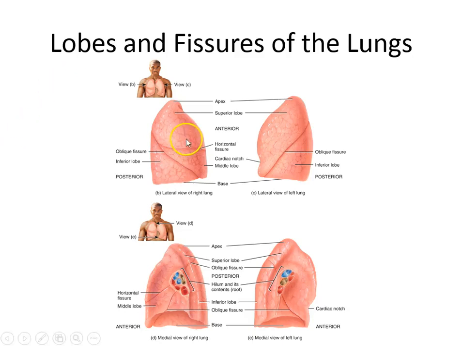As already discussed, we've got different fissures separating the lobes, more horizontal and oblique. Right side has 3 lobes, left side has 2 with only an oblique.